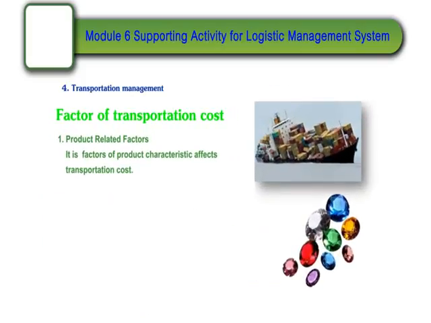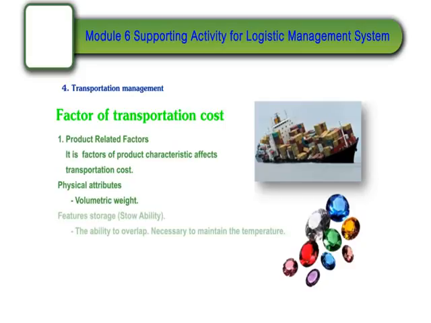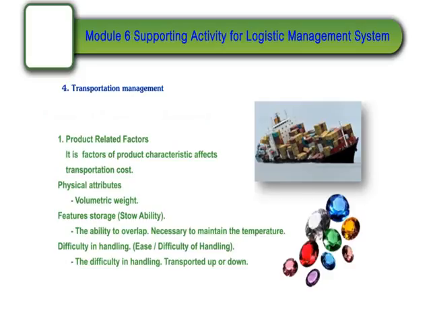Factors of transportation cost. Number 1, factors of product characteristics that affect transportation cost: physical attributes, market-related factors, and factors related to the transportation environment. Physical attributes: the location of the metric weight. Some places have limited transportation. Feature storage, necessary to maintain the temperature. The location of the port to the train station. Difficulty in handling its arrival and departure, and in sending and receiving the goods back in the same way. Transport in the same country and abroad. Responsibility or warranty for damage, a commitment for products that can be measured.